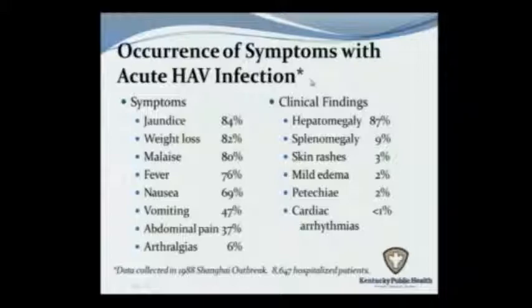And then for the clinical findings, 87% had hepatomegaly, and you would expect that with hepatitis A. There's an inflammation of the liver. It is going to enlarge. And then a small portion of them had splenomegaly, skin rashes. 2% had mild edema. 2% had petechiae, which are small hemorrhages in capillaries. And then less than 1% had cardiac arrhythmias.